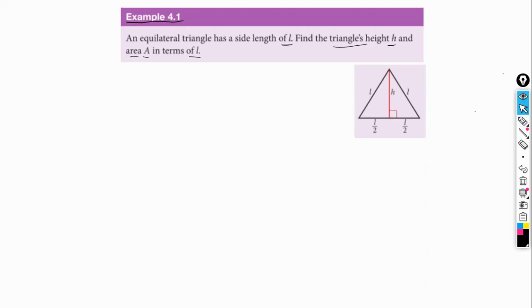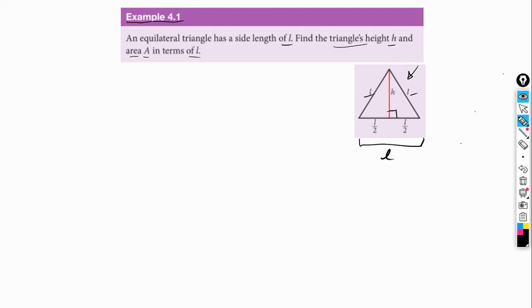So for this, we need the drawing. Now notice that here is the drawing of an equilateral triangle, and all sides are L. So this side is L, this side is L, and this whole side is also length L. But when we draw a height in an equilateral triangle, because it forms a right angle with a base, it splits it into two identical triangles. So we're going to focus on this triangle here to the right to solve for the height.